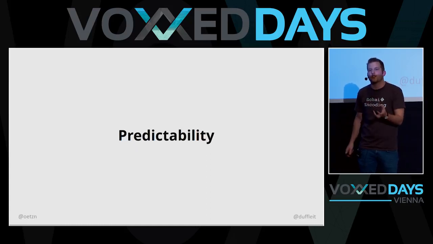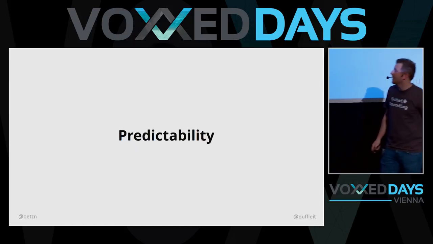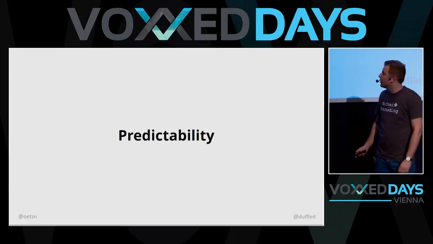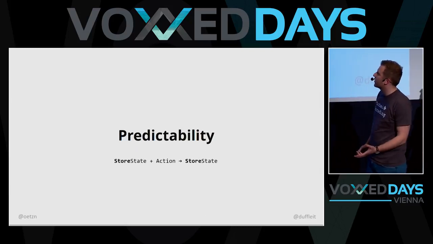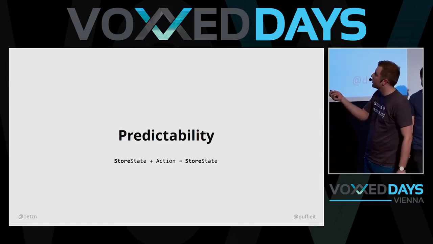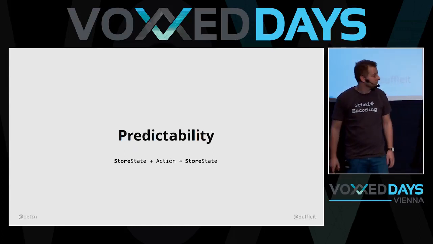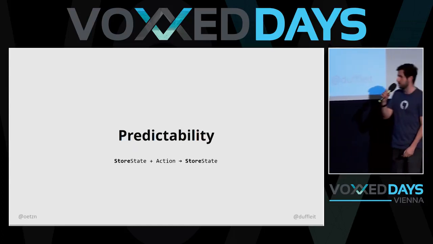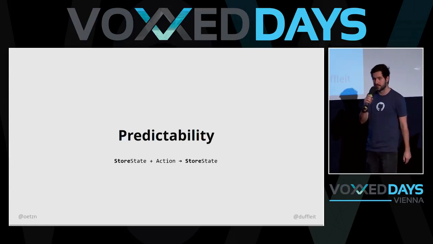So you know how actions will change the state in your store, and you could describe this with a very simple function. The store state plus an action is a new store state. But this one is always predictable. If you know the store state and the action, you know the new store state. This is also the reason why it's usually implemented in the form of pure functions.